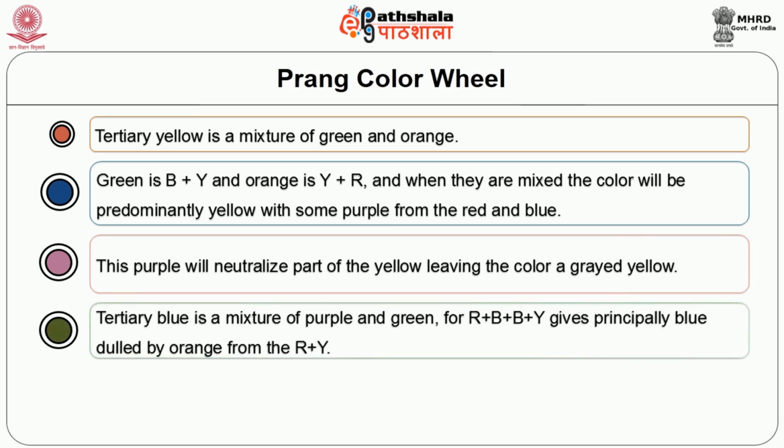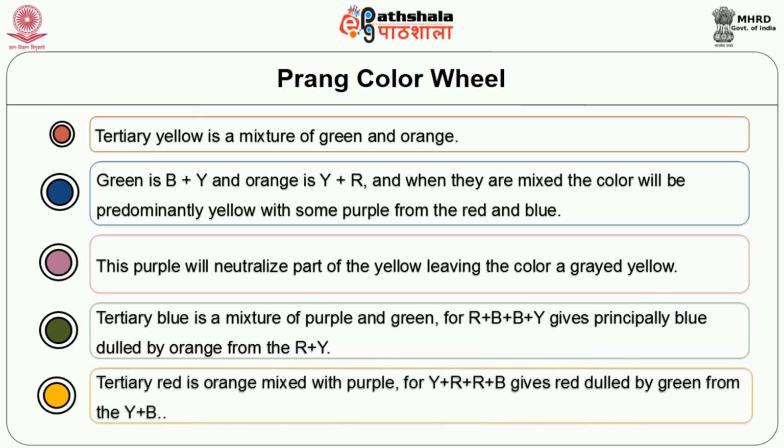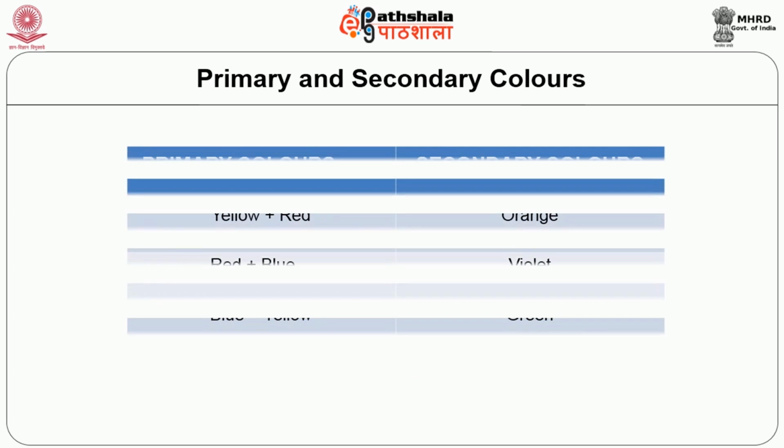Tertiary blue is a mixture of purple and green, R plus B plus Y, and gives principally blue dulled by orange from the red plus yellow. Tertiary red is orange mixed with purple, yellow plus red plus blue, and gives red dulled by green from the yellow plus blue. Next we will see the primary and secondary colors.